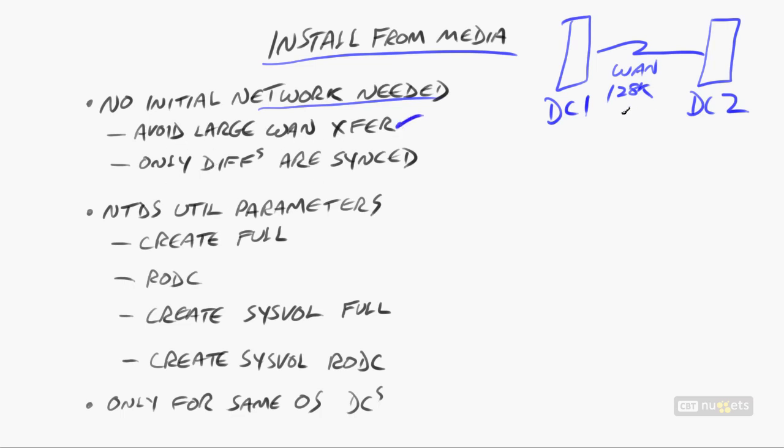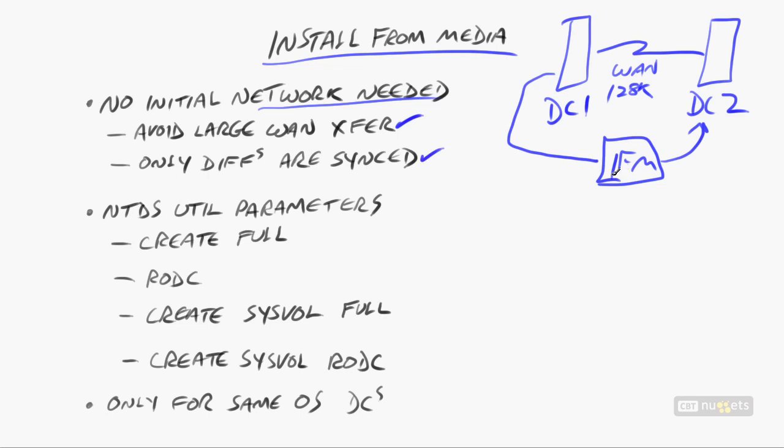And then later on, once we use install from media, and this could be on an external drive, a thumb drive, a DVD, anything, what we do is we copy the data instead of over the network. We copy it to whatever this media is here. And then on this new domain controller, we plug that in. Could be, like I said, a thumb drive or something. Or maybe we copy it to the local hard drive here. And then we do install from media, just from the local source, and we never use this WAN link for the original data. Once we've installed it as a domain controller, then only the differences are synced.